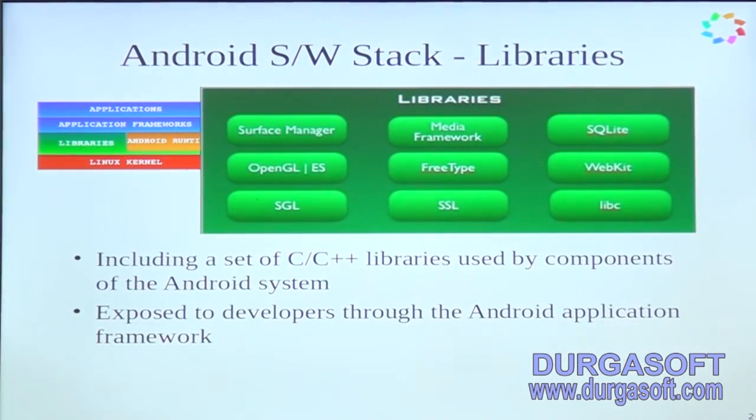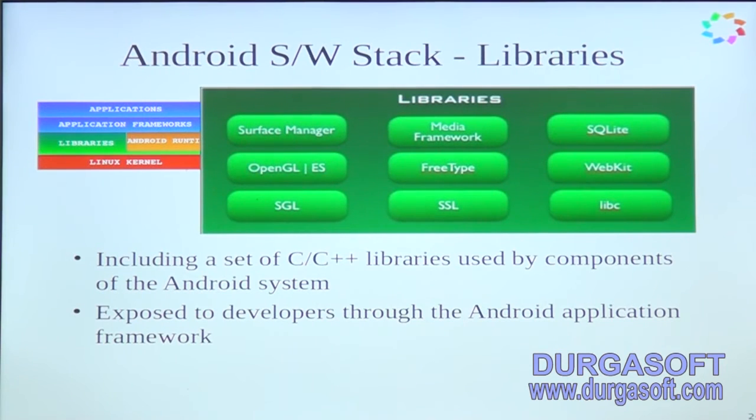And let's come to the libraries which were there in the software stack, the same architecture. Now we have spoken about applications and application frameworks. Now we are talking about libraries. So yes, you have different libraries for Android, a library for each and every part, like SSL, SGL, OpenGL, Surface Manager, Media Framework, FreeType, WebKit, and SQLite. Each of them is used wherever necessary.